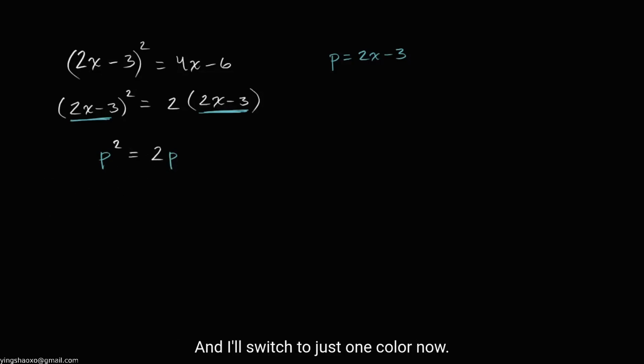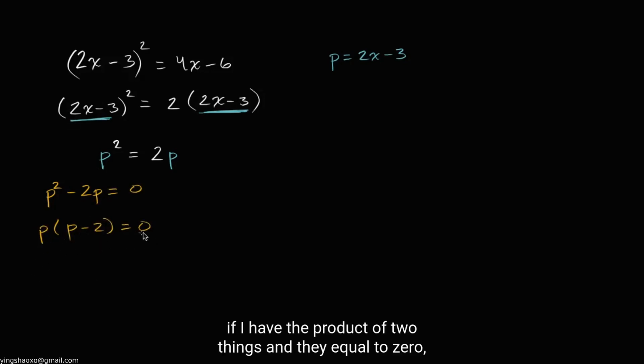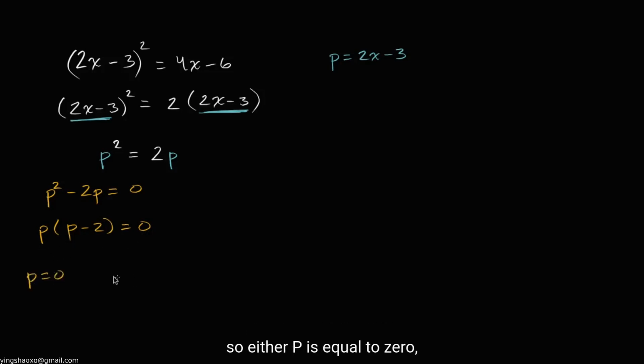I'll switch to just one color now. If we subtract 2p from both sides, we get p squared minus 2p is equal to 0. And we can factor out a p, so we get p times p minus 2 is equal to 0. We've seen this show up multiple times: if I have the product of two things and they equal 0, at least one of them needs to be equal to 0. So either p is equal to 0 or p minus 2 is equal to 0. If p minus 2 is equal to 0, then p is equal to 2. So either p equals 0 or p equals 2.